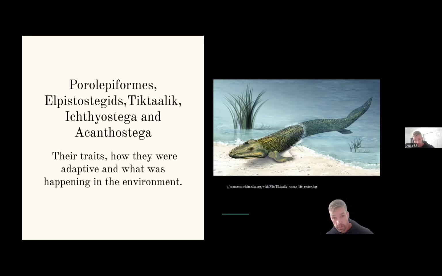All right, next, we're going to be talking about Tiktaalik. That's about 375 million years ago. So this is a key transitional species. You can see the picture of it here on the screen. And again, that's speaking to what we're talking about.